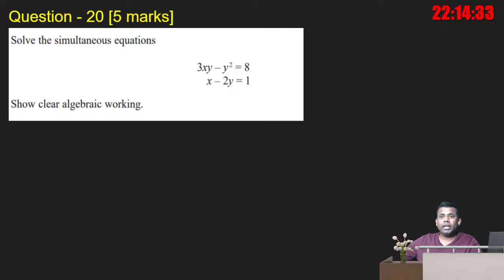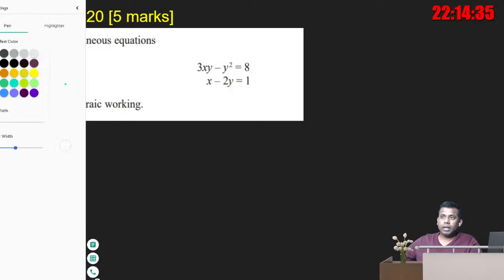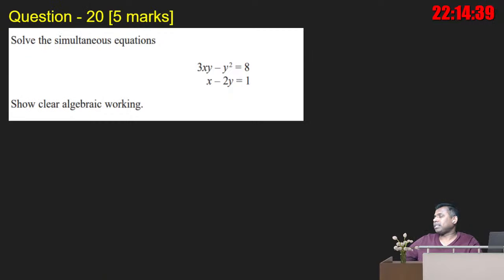So question number 20, if you have a look at the question, it is a simultaneous equation with quadratics. It's very important, a 5 marker. Don't leave this blank in your final exam. I want you to understand how to do it and do 1 or 2 questions. That's more than enough. Practice with a couple of questions. That will make you confident, right?